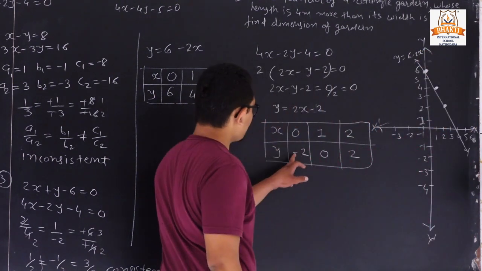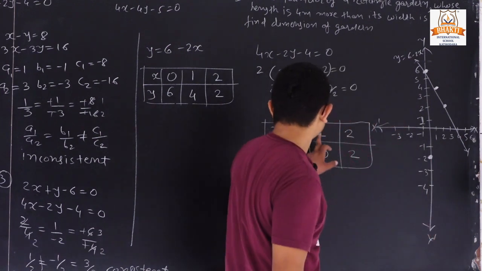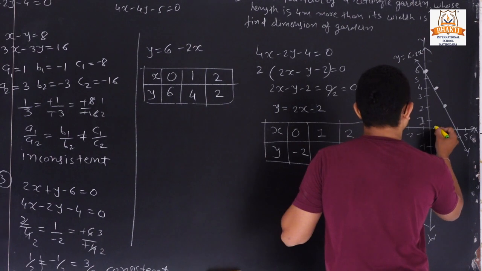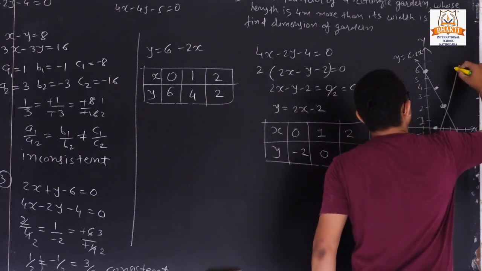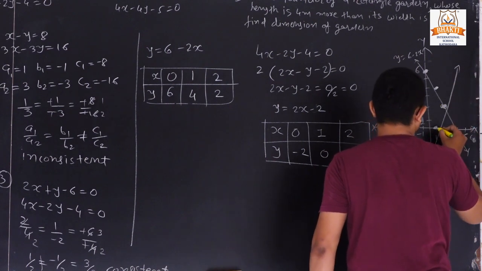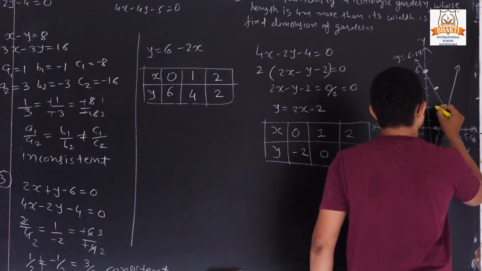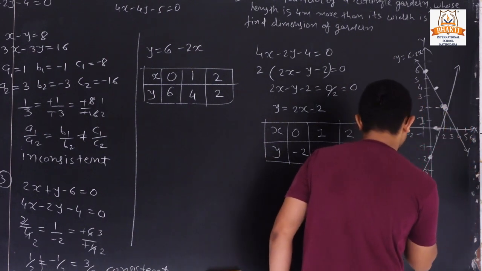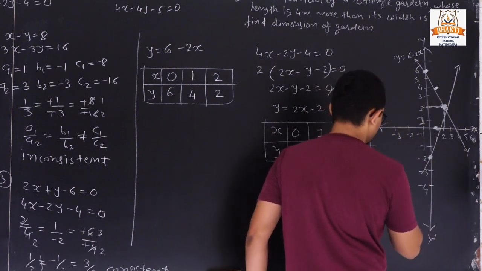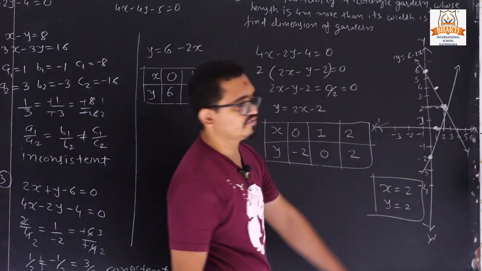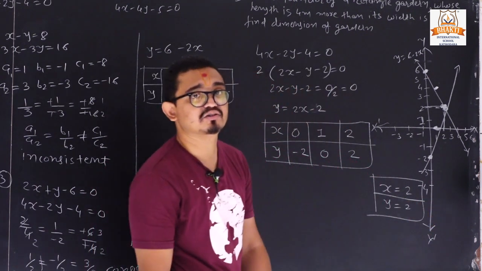Next 0, minus 2, so it is here. Then 1, 0. Then 2, 2, so it is here. So the second line is like that. So it means our common point is 2, 2. So what is our solution? x is equal to 2 and, because x is equal to 2, y is also equal to 2. So what is the solution for that equation? x is equal to 2 and y is equal to 2.